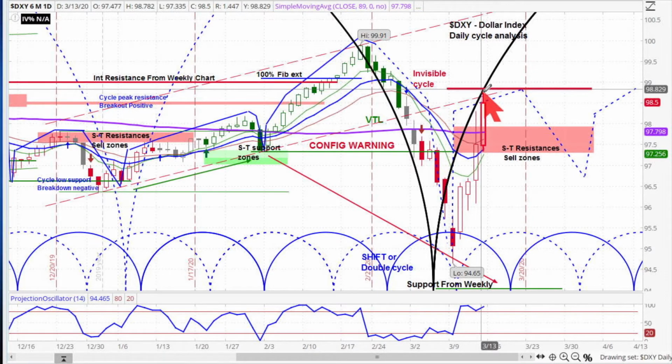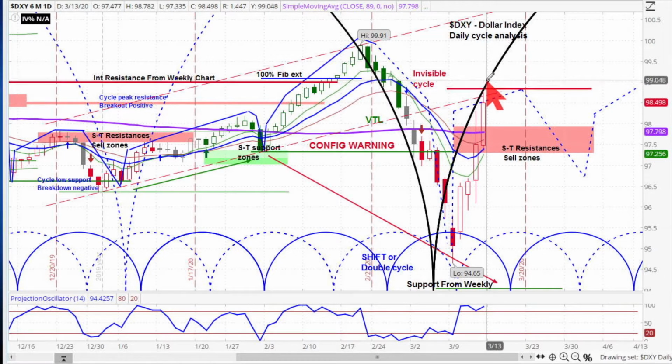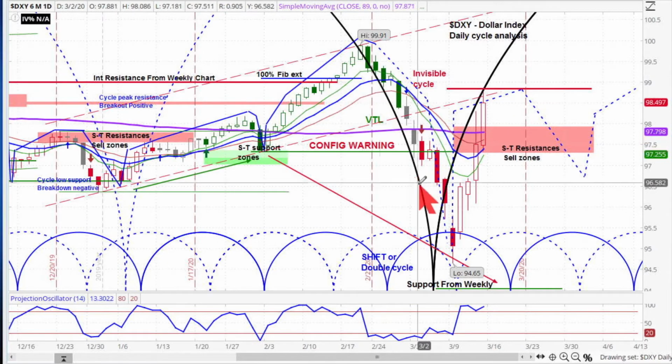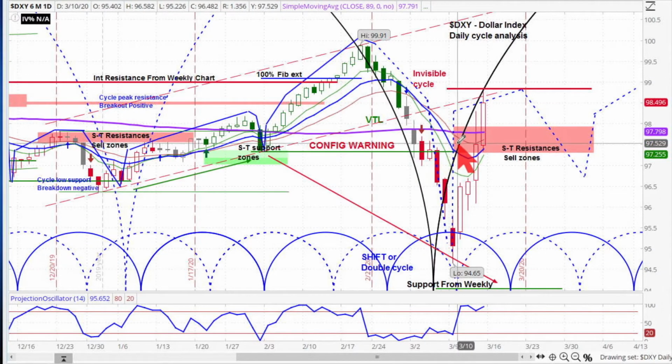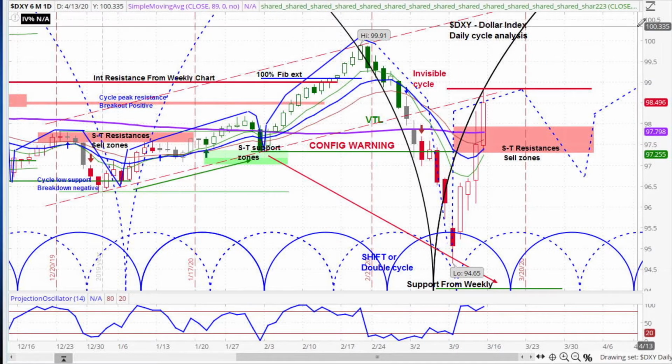If it closes up through there, it's going to reestablish an intermediate uptrend. It's going to warn us of that. And if that's the case, then this big cycle right over here that you see may end up being a very major low, and we could be heading much higher.